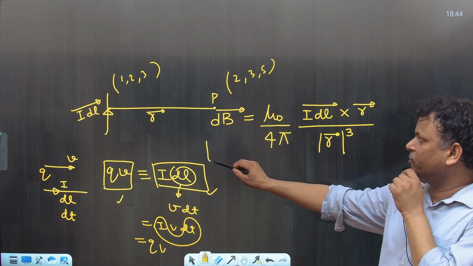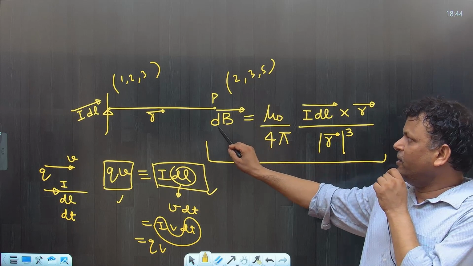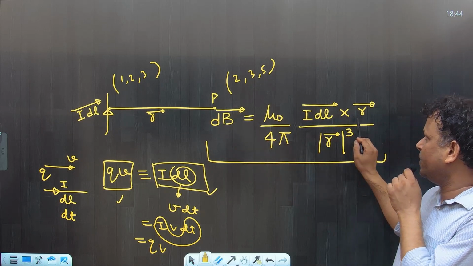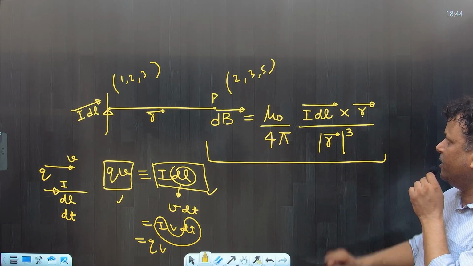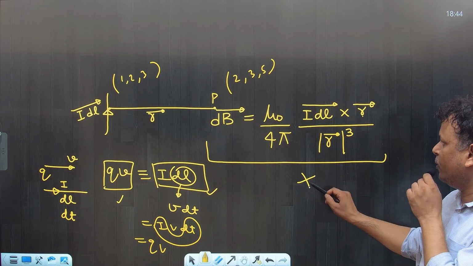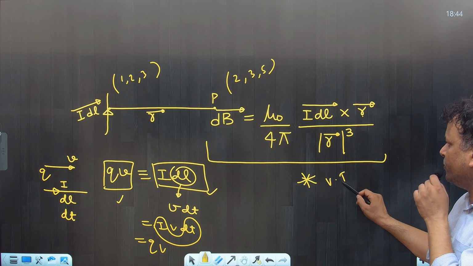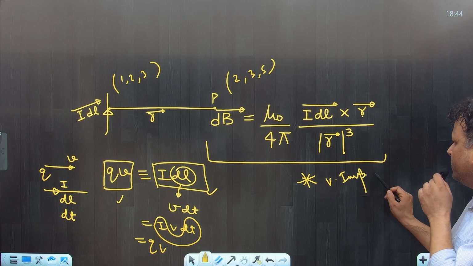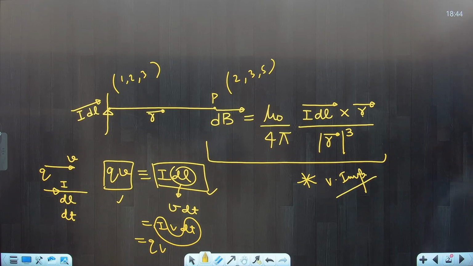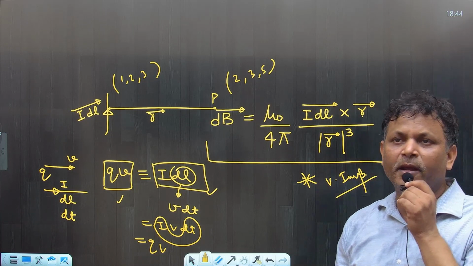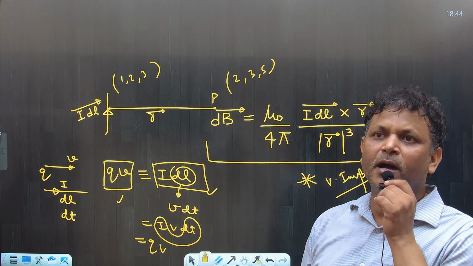So this is Biot law: the magnetic field at point P, whose position vector is r, due to a current element I dl. So you should remember this formula. It is very important. This is Biot law to calculate a magnetic field at point P: dB is mu naught by 4 pi I dl cross r by r cube.